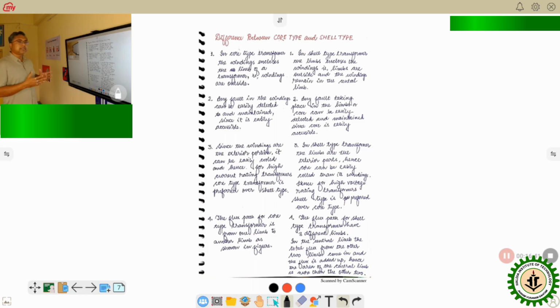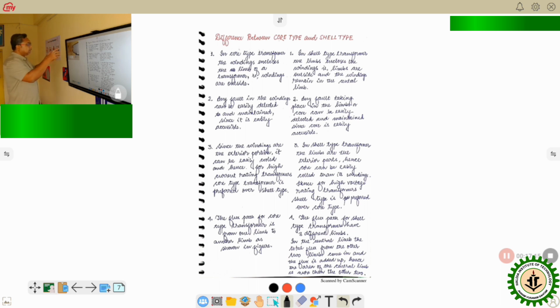Since we are studying engineering, we must write some technical points, and some of the technical points I have jotted down. The first point I have written is that in core type transformer, the windings enclose the limb of the transformer, that is, windings remain outside. I have shown you in the schematic that the windings which are wound over the core are the exterior part of the transformer, and in shell type the limbs enclose the winding.